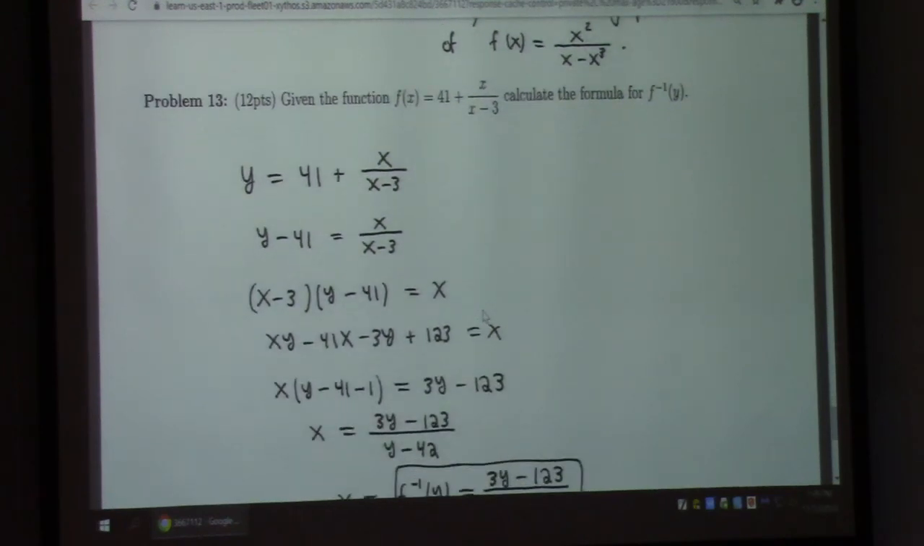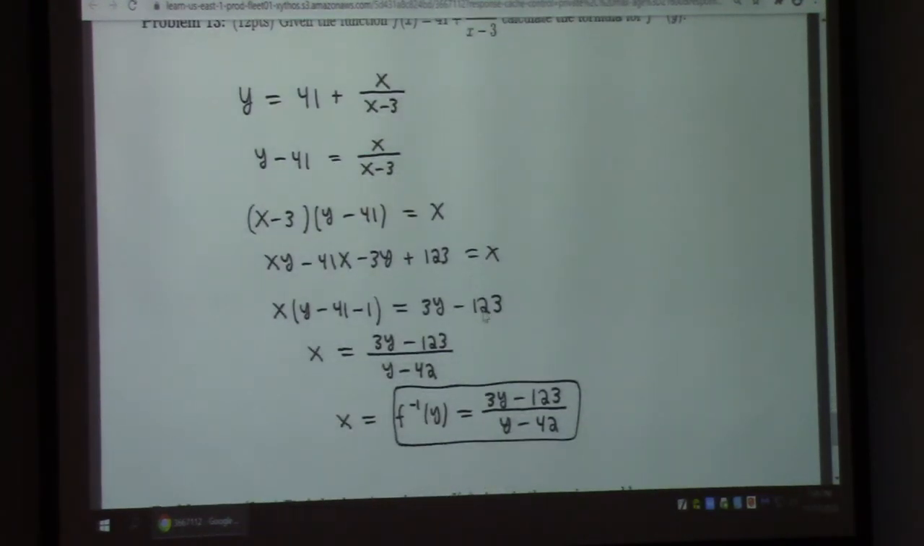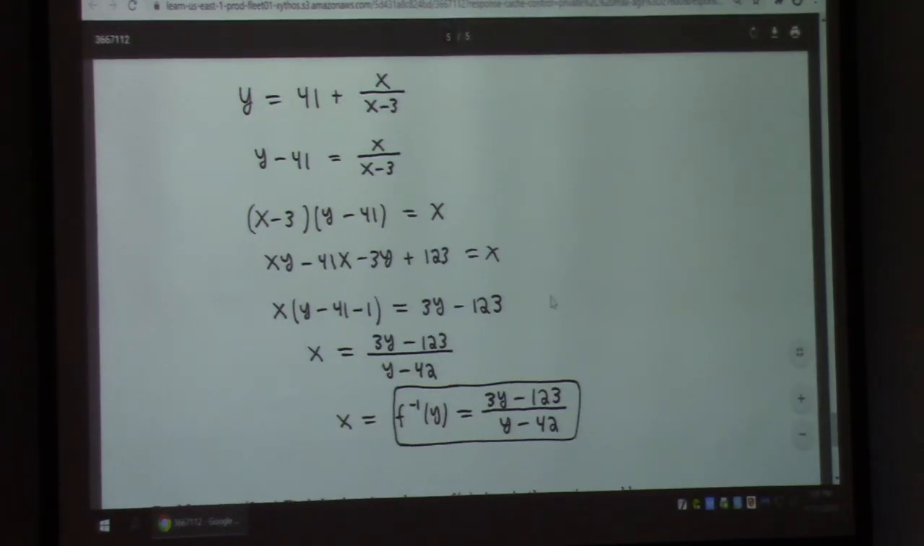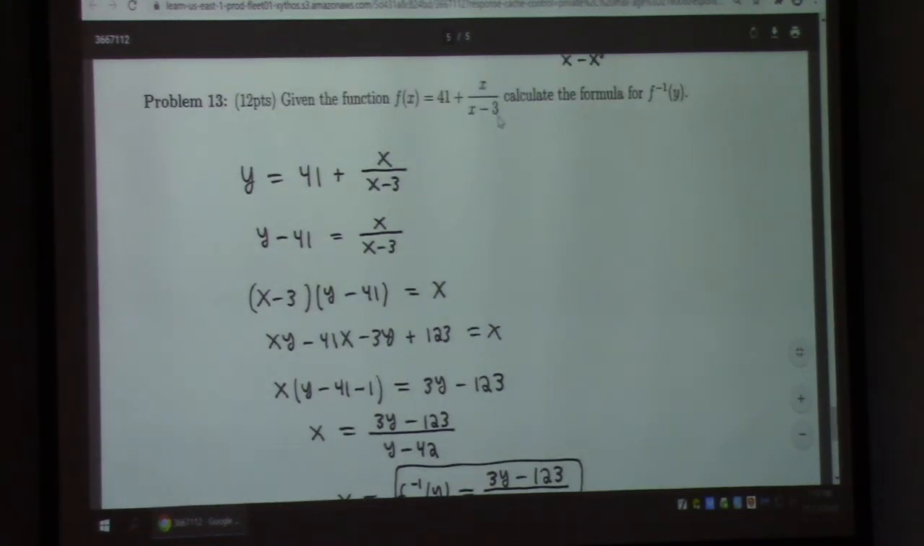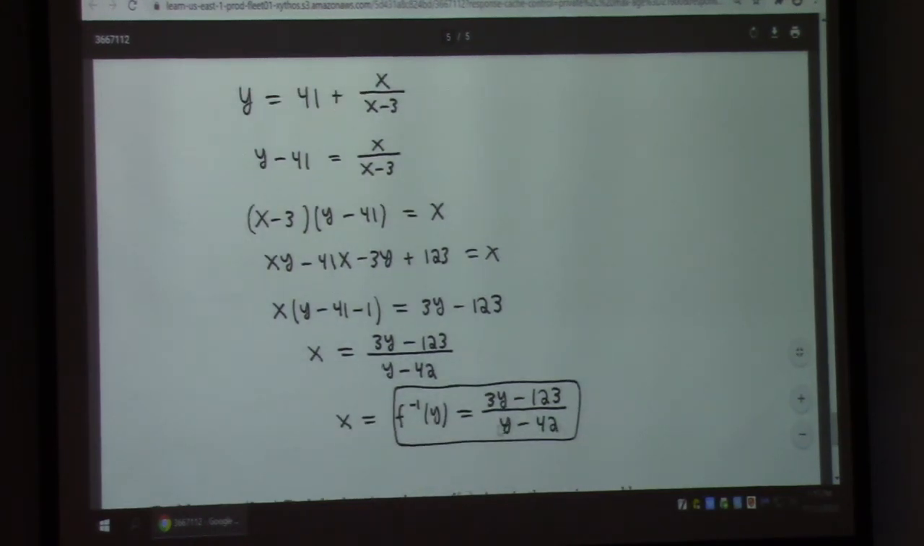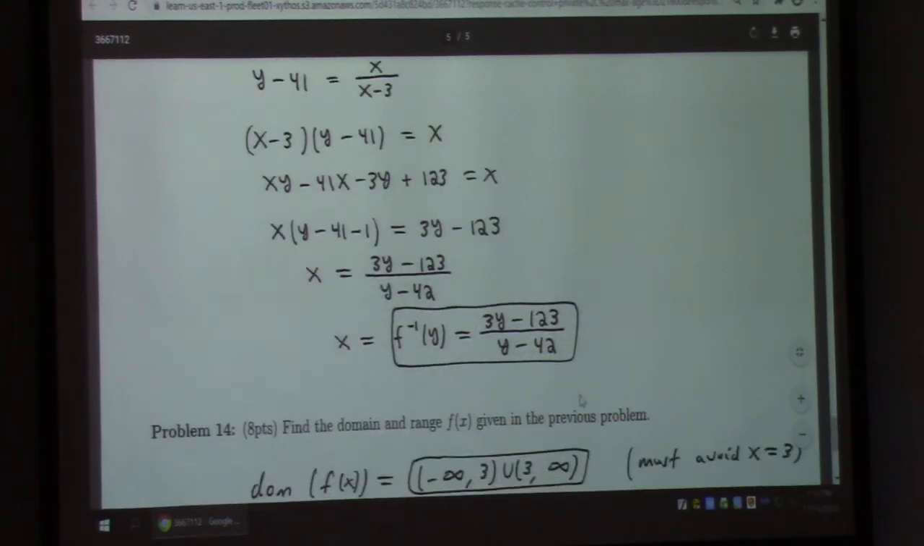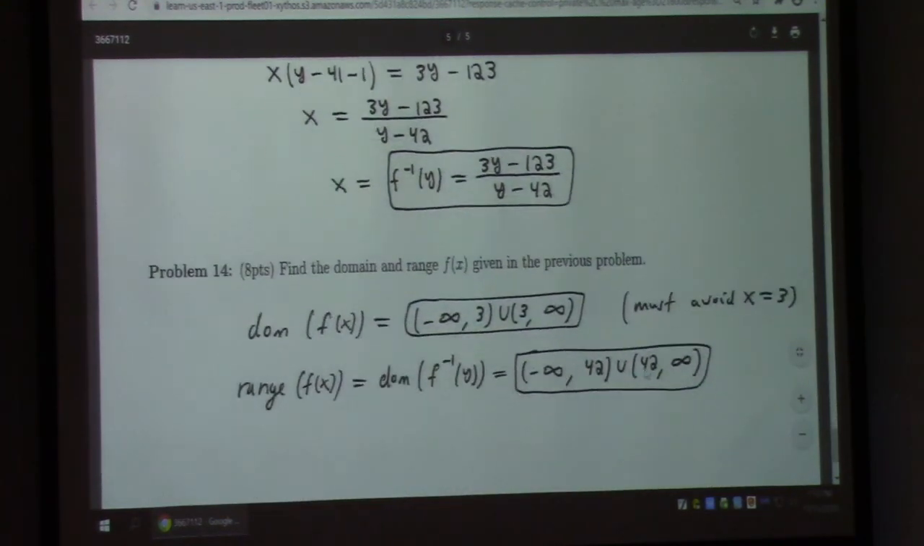Do you remember how to calculate the inverse? We write y equals the formula, and we solve for x. That gives us f inverse of y. That's all there is to it. Of course, the algebra can be involved. The interesting thing is if you want to know the domain for the function, that's easy. It's x not equal to 3, right? What's the domain for the inverse function? Well, y not equal to 42. Since the domain for the inverse function is the range for the function, that allows me to calculate the range in this kind of sneaky way. So that's a trick right there.